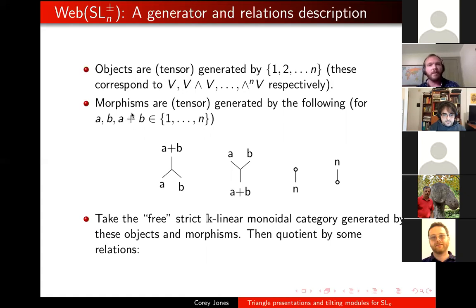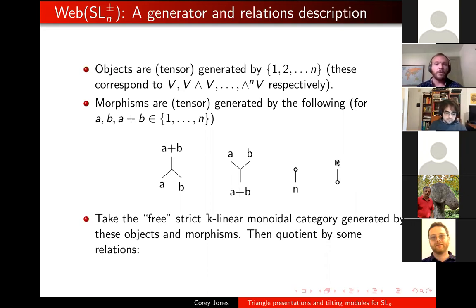And then we're going to have morphisms. These are going to be the generating morphisms for the category. So if a, b, and a plus b all lie in the set 1 through n, then I'm going to have this trivalent vertex, which you interpret as a morphism from a tensor b to a plus b, and this other morphism from a plus b to a tensor b. And then I'm in addition going to have these two little lollipop morphisms that map from n to, in this graphical presentation, the empty space, which represents the monoidal unit in this strict monoidal category. And then this other lollipop maps from the monoidal unit up to n.